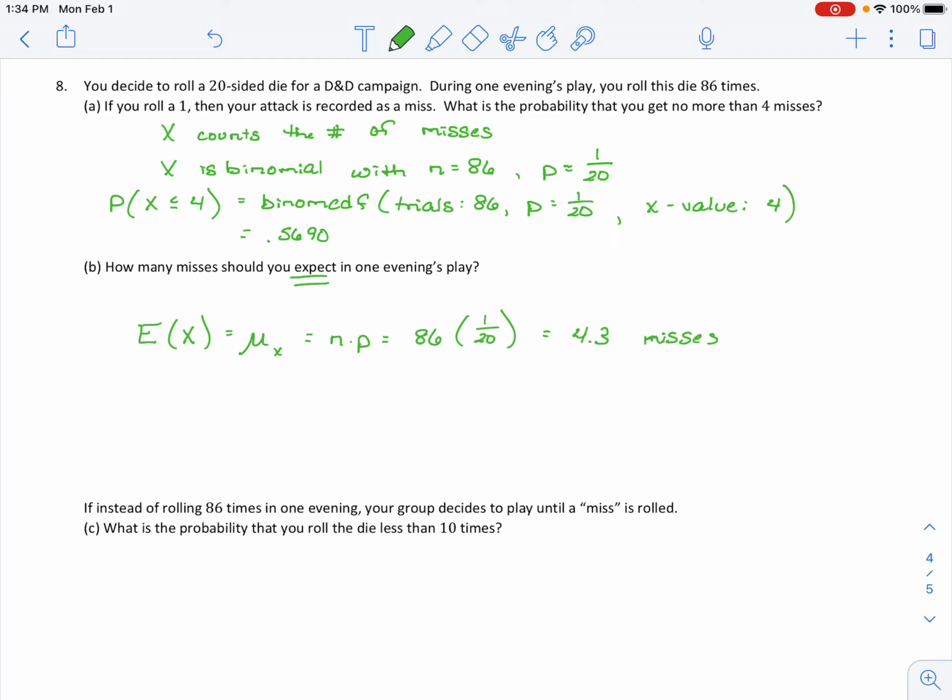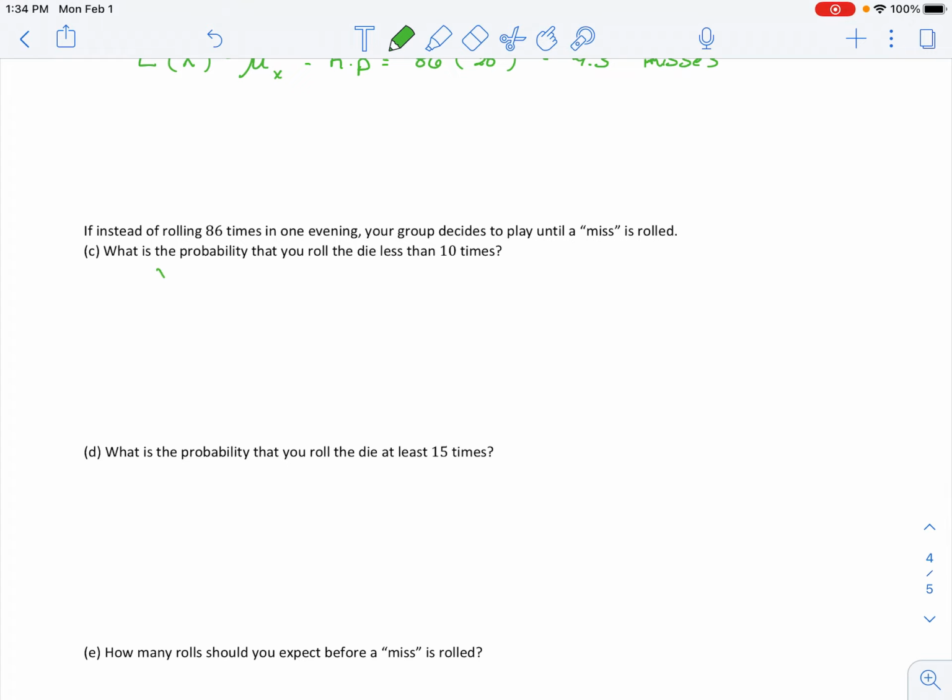If instead of rolling 86 times, your group decides to play until a miss is rolled, so no longer do we have the set number of trials, we now have a geometric distribution. So I'm going to define a new distribution, which is fully defined by my probability of success, which is still 1/20th. I'm still talking about misses, which is the number 1 on this die.